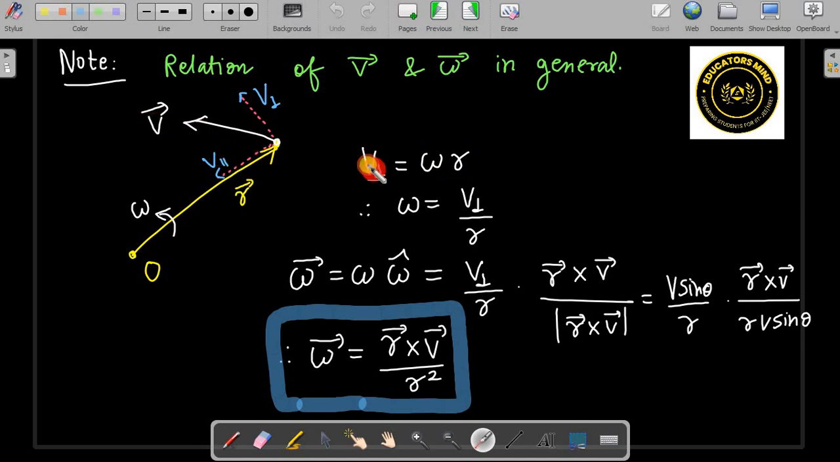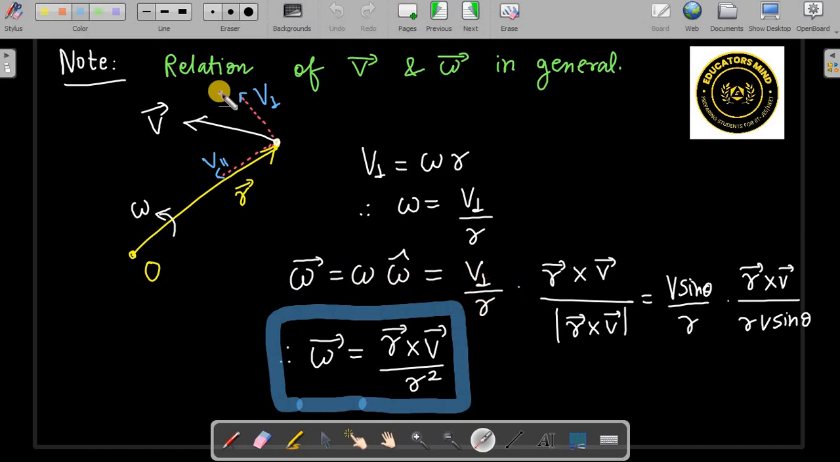This is what we have to note. V perpendicular is equal to omega r. Omega is equal to v perpendicular by r. Now I want to write the omega vector. So omega vector will be magnitude and unit vector. Now magnitude already I told, v perpendicular by r.